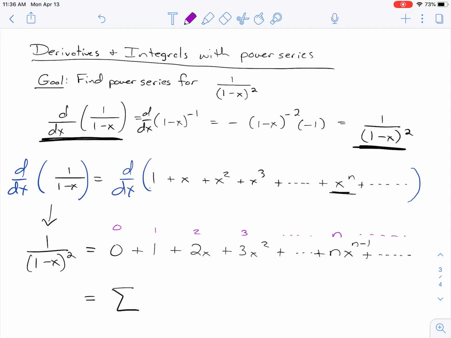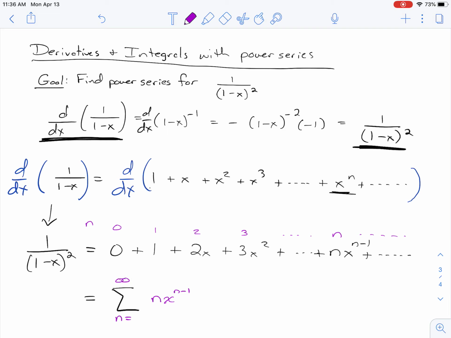All right. So for each one of these terms, notice what's going on. The coefficient is the same as the purple number. The purple numbers are my n's. So the coefficient is n. And then we get x raised to the, well, in each case it's n minus 1. And we go to infinity.